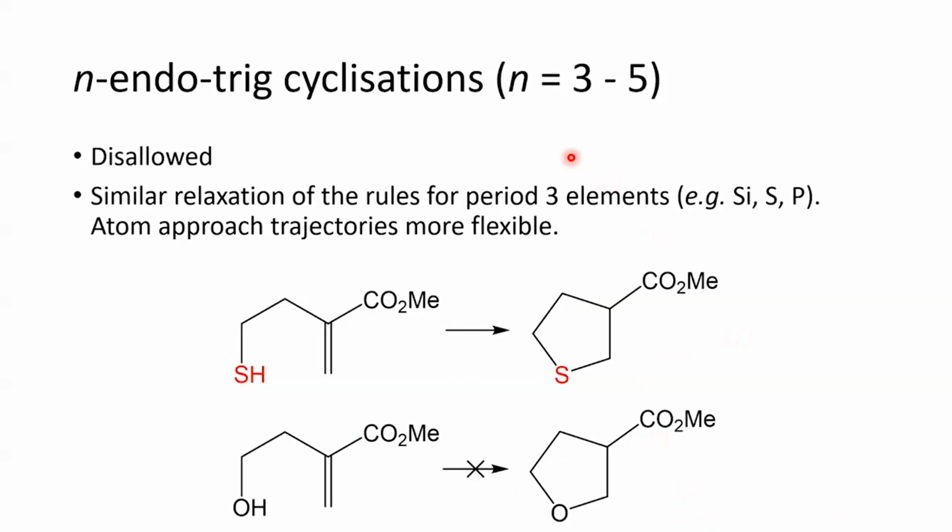N-endo-trig cyclizations where N is 3 to 5. These are disallowed, although there are similar relaxations to the rules if you've got some sort of hypervalent element available, like, say, sulfur here for our nucleophile. Top example can proceed, bottom example is forbidden.